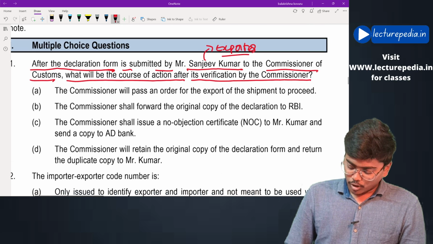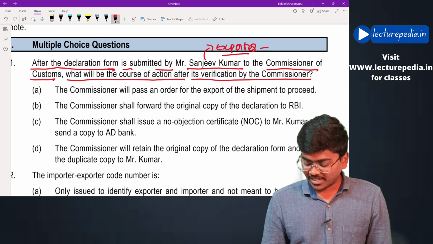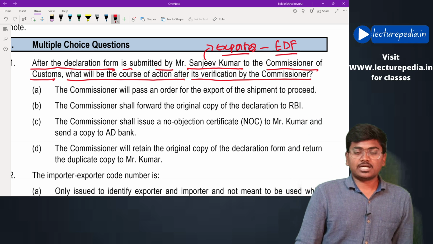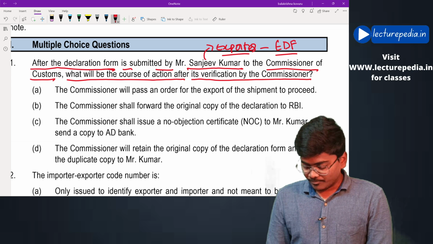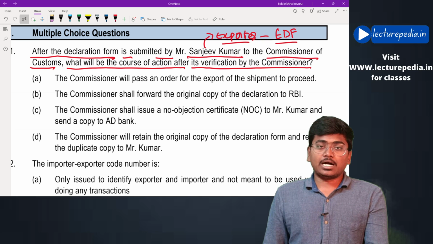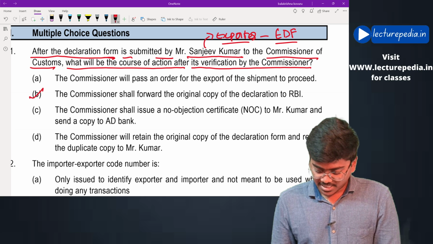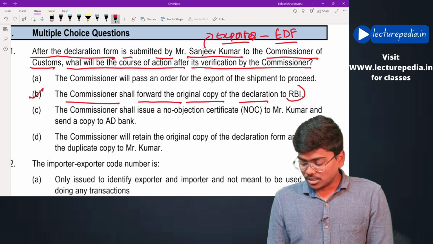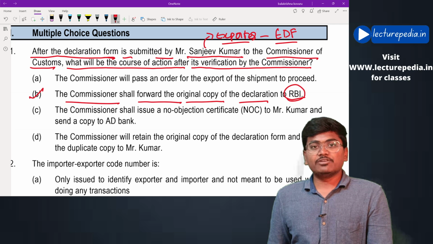See, what is the declaration form that the exporter will file? He will file the form EDF with the Commissioner. Once the Commissioner authorizes the EDF form, he will transfer the EDF to the nearest branch of RBI. So the answer would be B. The Commissioner shall forward the original copy of the declaration to RBI, and the second duplicate copy will be given back to the exporter.